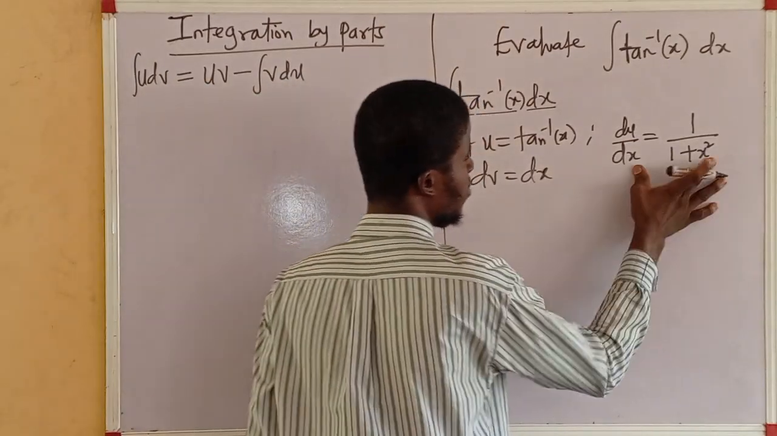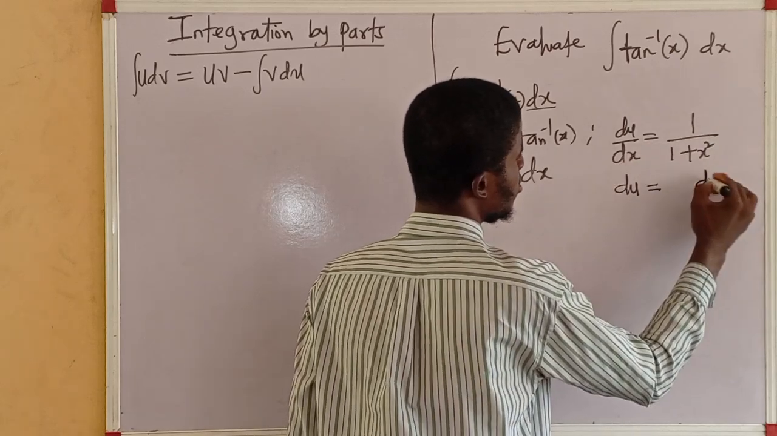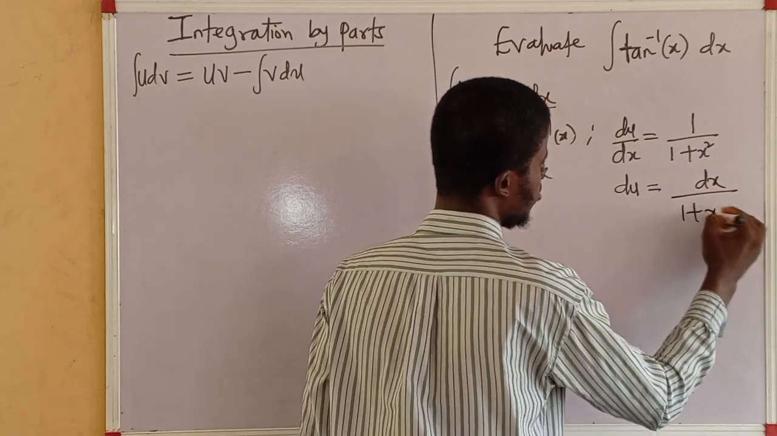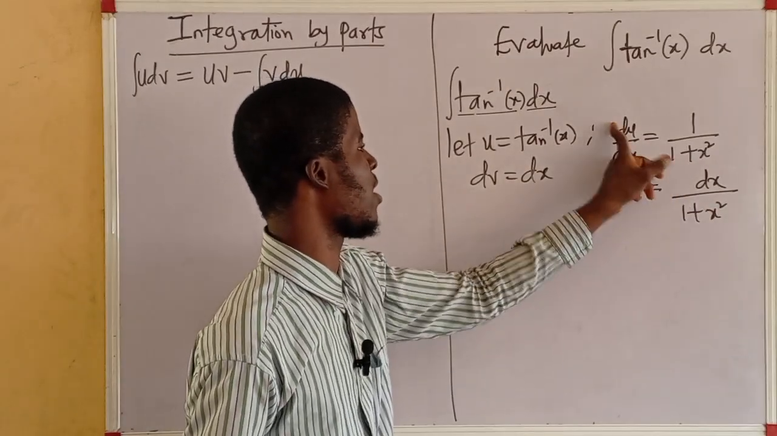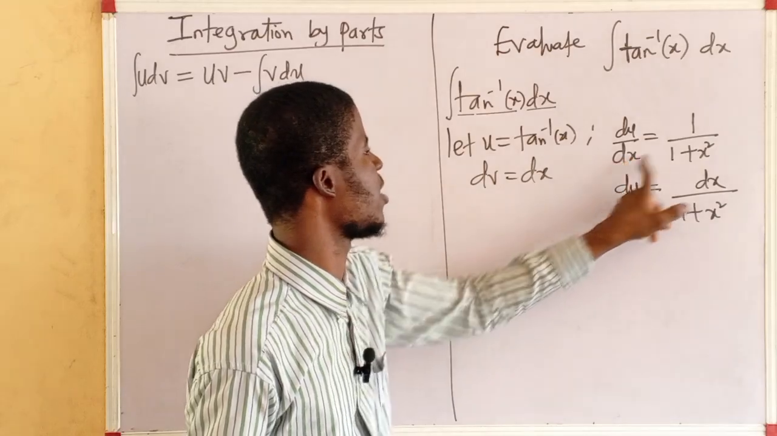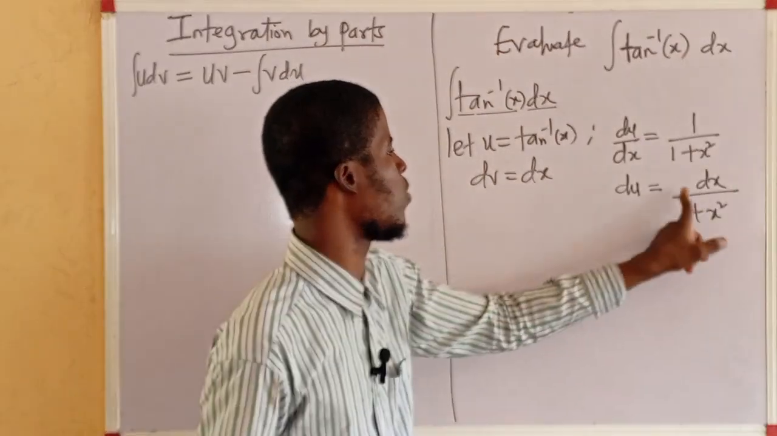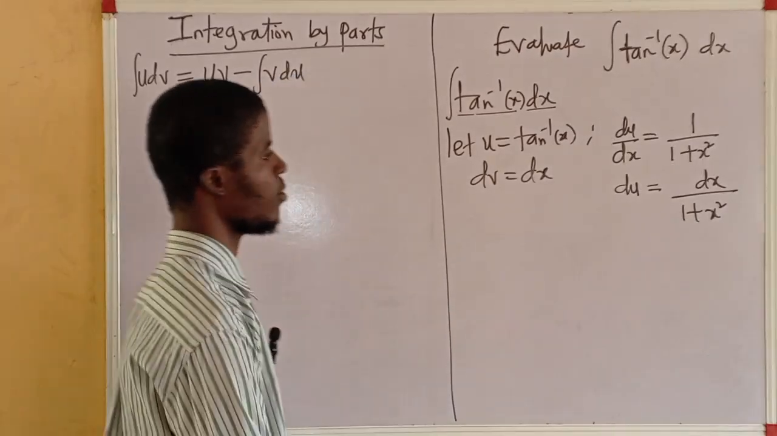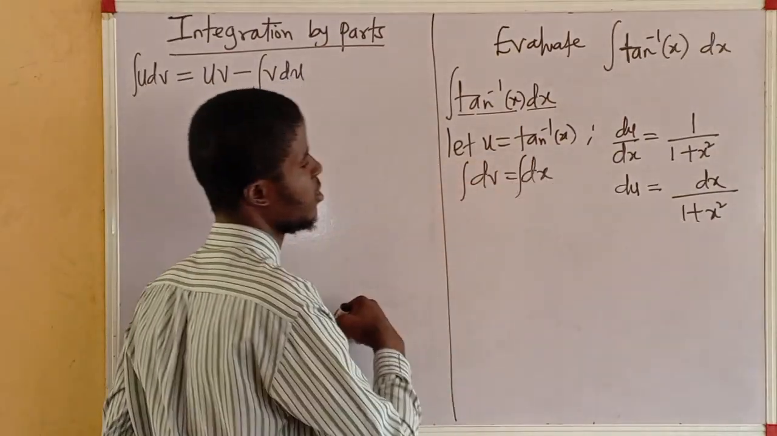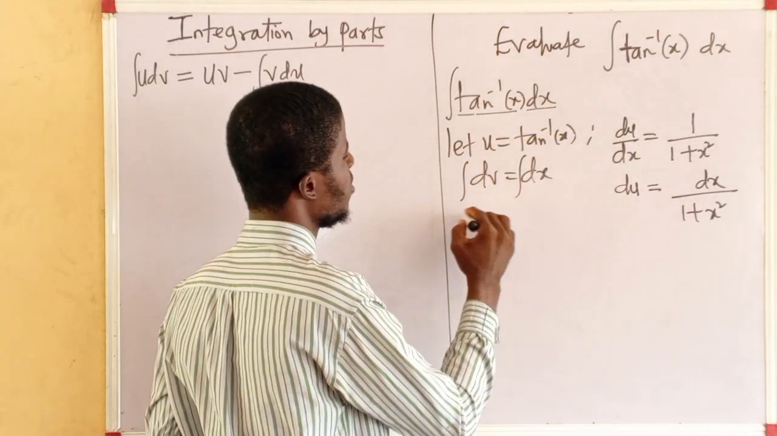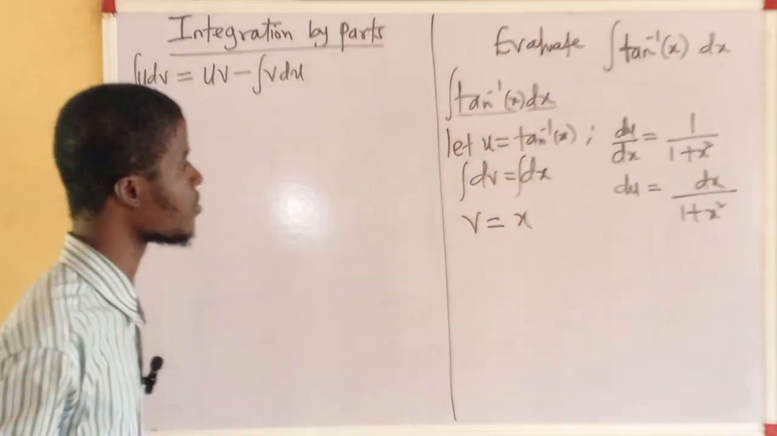From here, du is equal to dx all over 1 plus x squared. I just multiply dx by 1 and I get this. So du is equal to dx all over 1 plus x squared. Now, if I integrate both sides, the integral of dv is v, and the integral of dx is x. It's as simple as this.